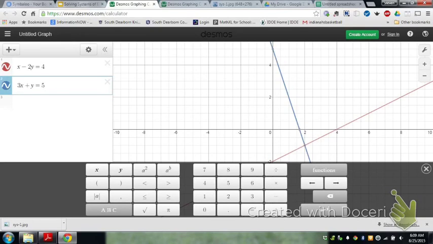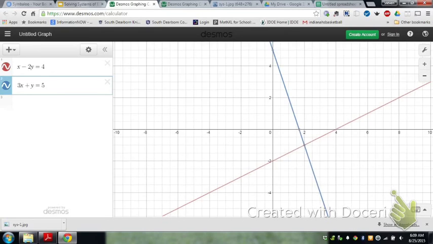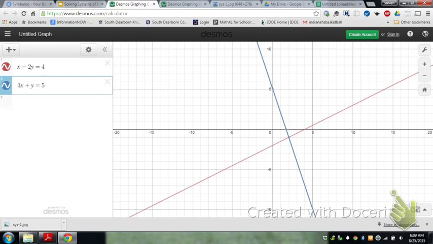So we get rid of this. As you can see, as I zoom this out, where do the two lines cross? We can see that they cross at 2, negative 1. Thus, our system of equations answer.